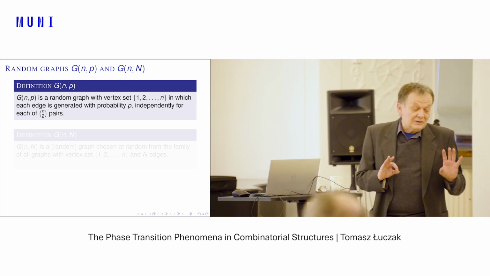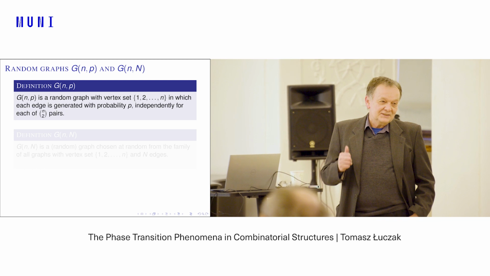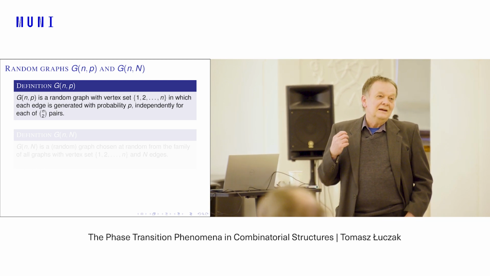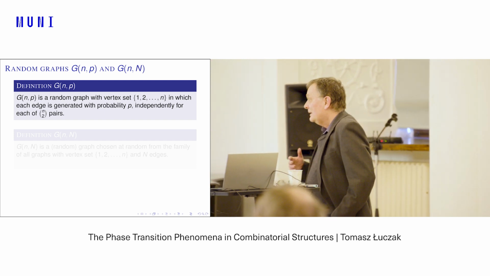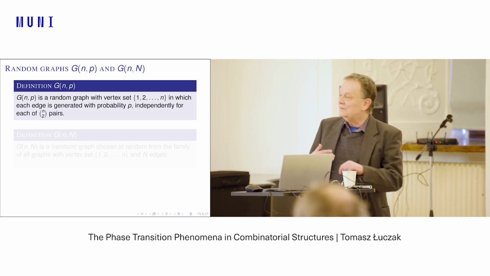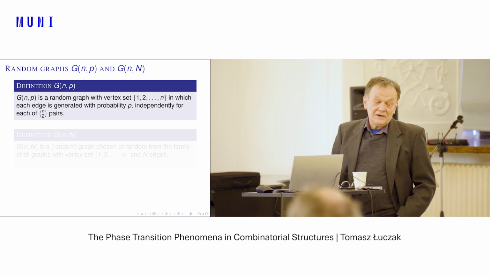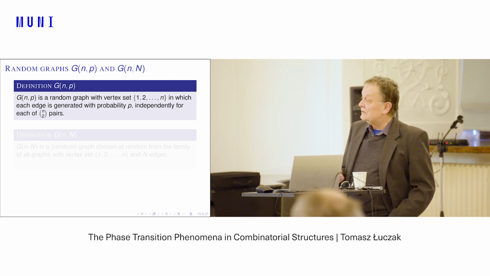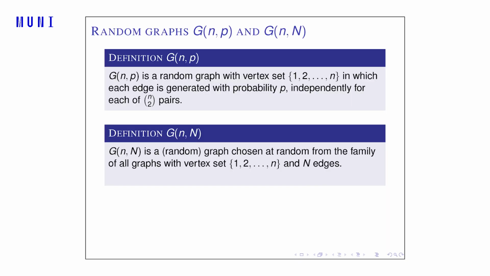But let me just tell you that physicists believe that if the dimension of the model is high enough, then the behavior of this mean field model is very similar to what we observe in these geometric models. Remember, Smirnov and Werner got dimension 2, and the last Fields medalist got dimensions 3 and 4, but it's believed that when the dimension is high enough, like more than 6, the behavior is similar. And there is a definition of G(n,m), a second random model, which is a graph chosen at random from the family of all graphs with n vertices and N edges.